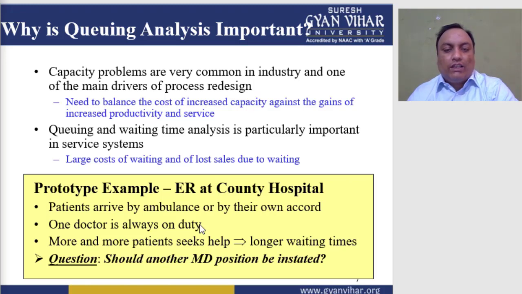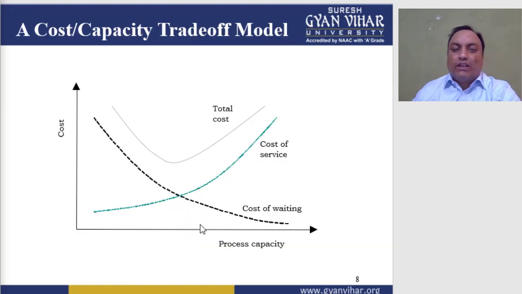One doctor is always on duty. More and more patients seek help, so longer waiting times are required. So the question arises: should another MD position be initiated? For this analysis, here is a curve which shows the cost and capacity trade-off model.